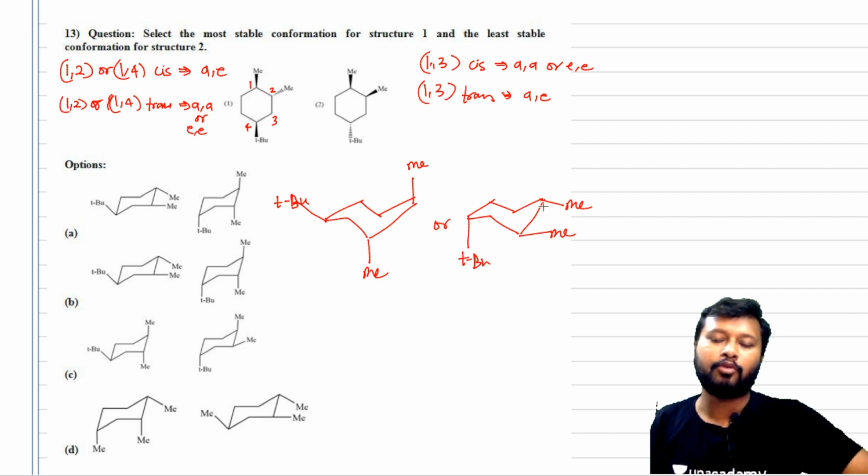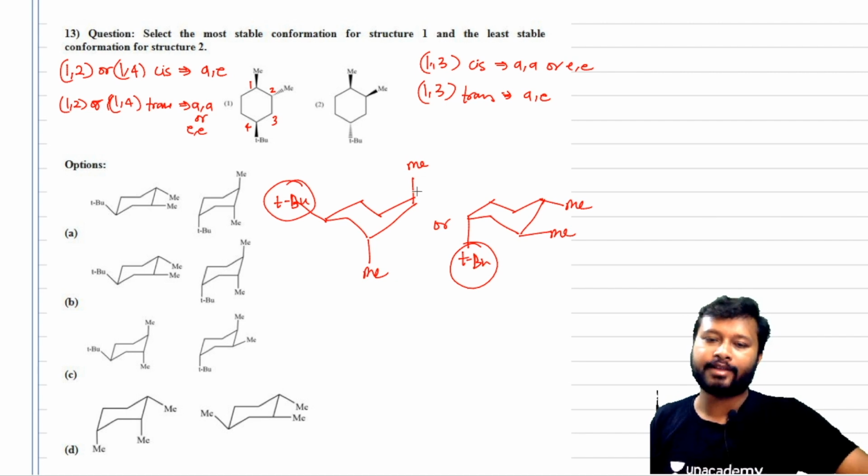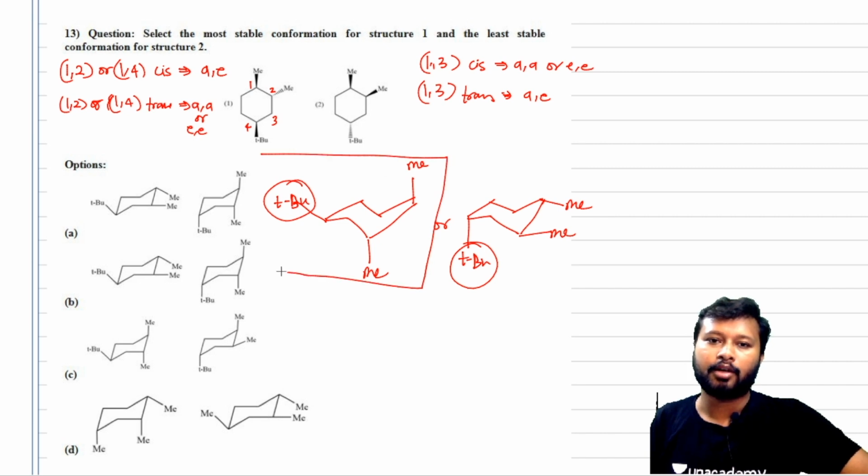Now tell me which is the more stable one. Tertiary butyl is a very bulky group, and if the bulky group stays on the equatorial position, it is a more stable configuration, right? Although here the methyl groups are on the axial position, you might think that this is going to make the molecule less stable, but we have to look at the stability with respect to the bulkiest group, which is tertiary butyl in this case, and that's why this configuration is the correct one. This is the most stable conformation for the first one.